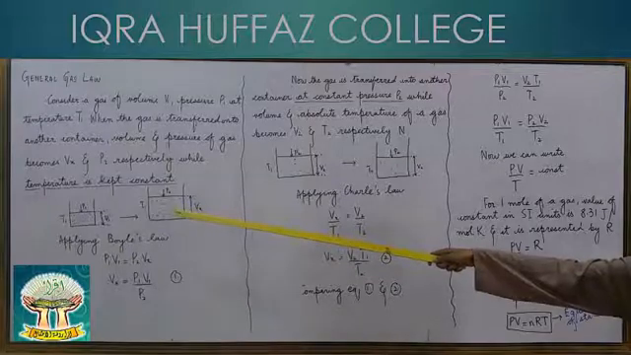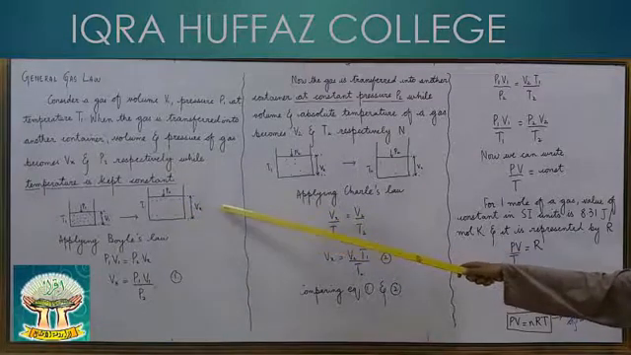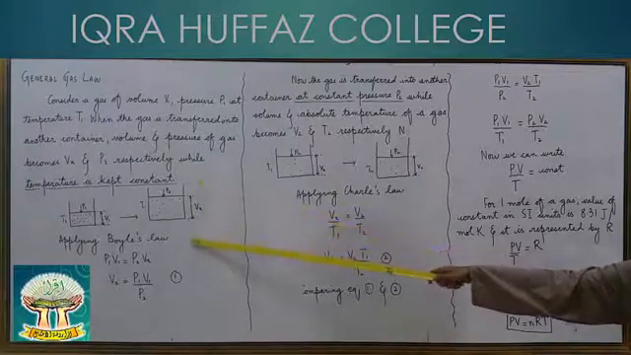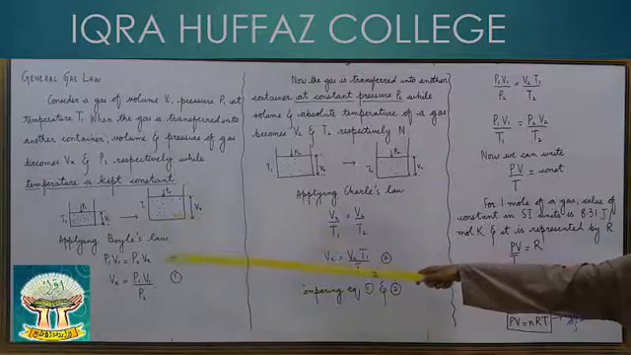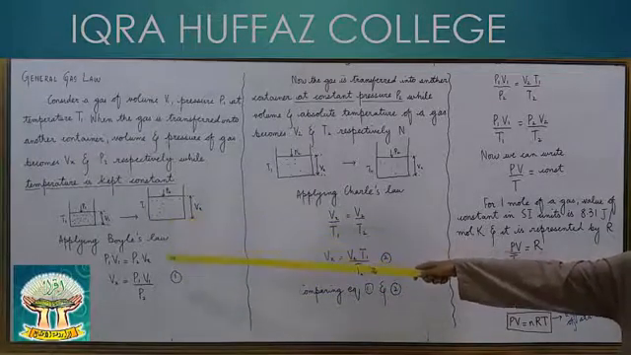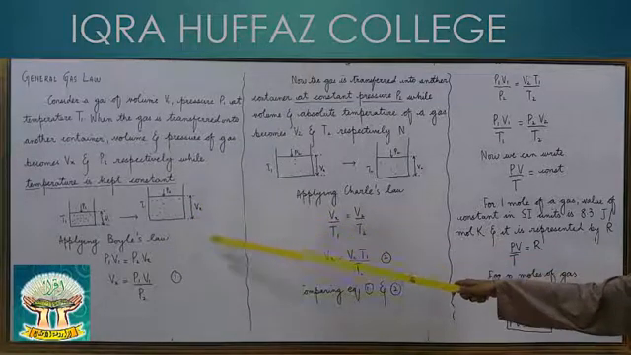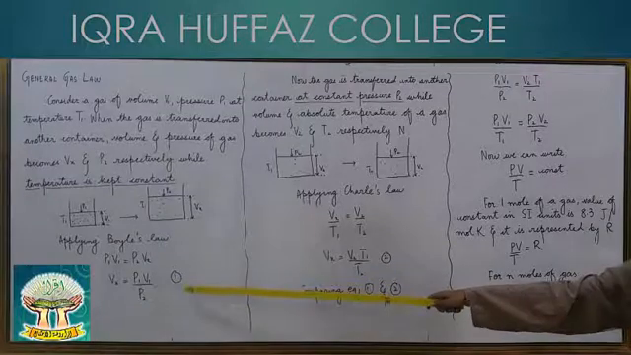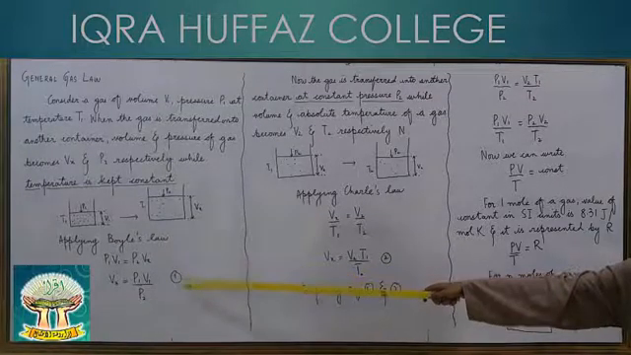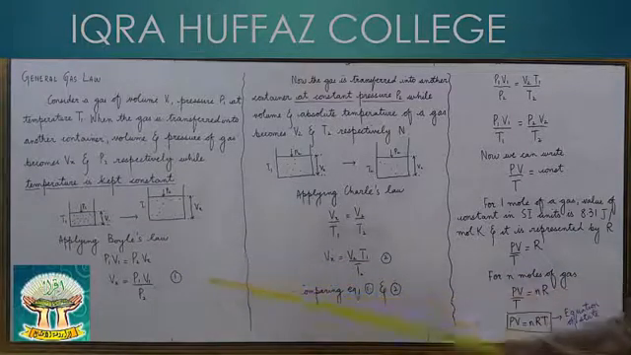The pressure changes from P1 to P2 and the volume changes from V1 to Vx. Because temperature is kept constant, we can apply Boyle's law. Initially P1 V1 equals P2 Vx. For the first container P1 V1, for the second container it is P2 into Vx. From this relation we can derive the value of Vx. Vx equals P1 V1 upon P2 after rearranging the variables. This is equation number 1.